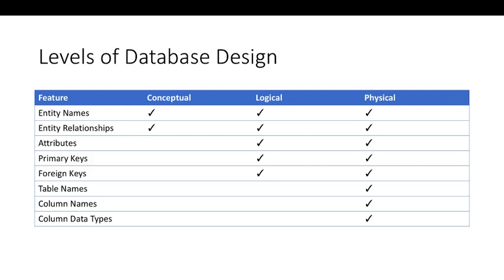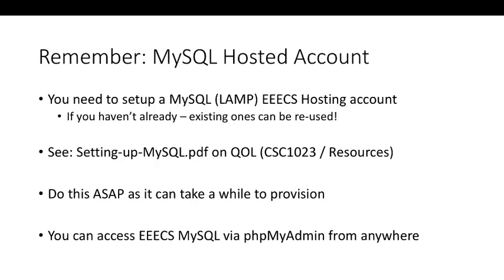So just to recap, we have different levels of database design. We start off with the concept. What are the entities? What are the relationships between them? We then go into the logical. What are the attributes? What are the keys? And finally, we end up, as we did today, in the physical. What are the data types and how do we store it as we go along?